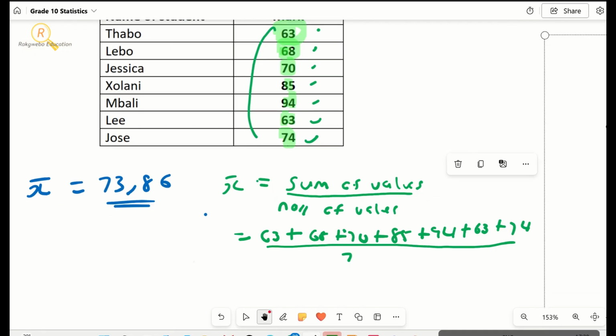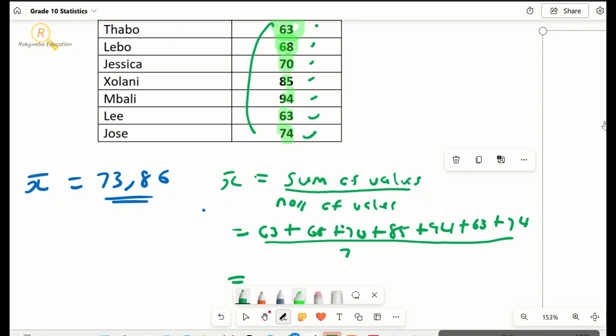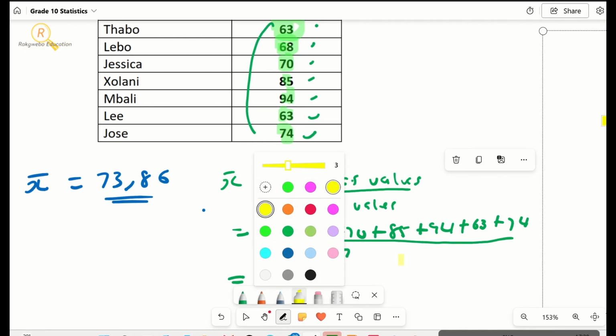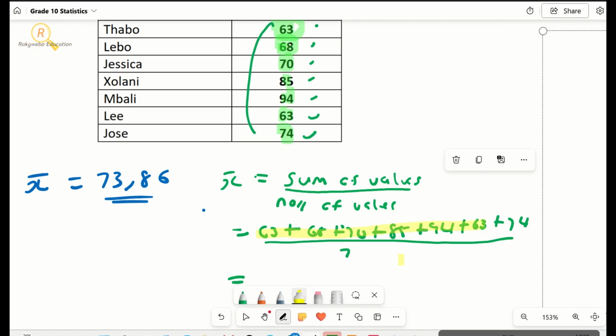Put 7 there, and then punch it into your calculator. As I said before, to save time, punch the sum into your calculator first, without the over sign, and get an answer. Then divide it by 7. And please confirm the answer for me. 73.86, ne? Same answer, ne? See how beautiful maths is. Beautiful and magical maths is.